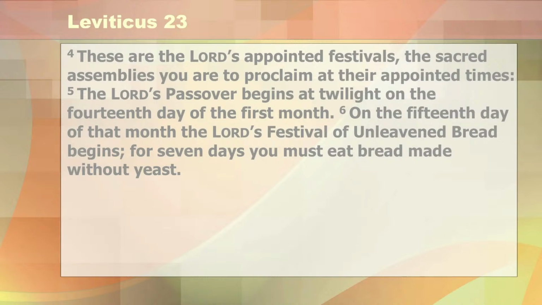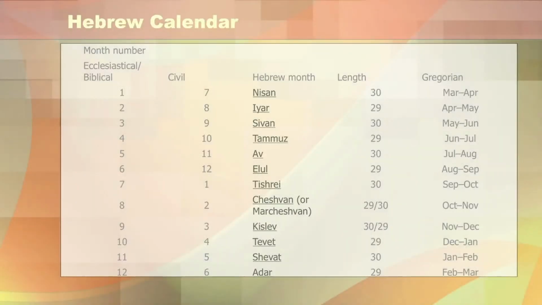And the 15th day of the first month is the Lord's festival of unleavened bread begins, blah, blah, blah, blah, blah. So we know when Passover is supposed to begin, so we know when we should celebrate Easter. And so we have to figure out, well, when is this first month? It's the first month according to the Hebrew calendar. And so here's the Hebrew calendar. So the first month is the month of Nisan.